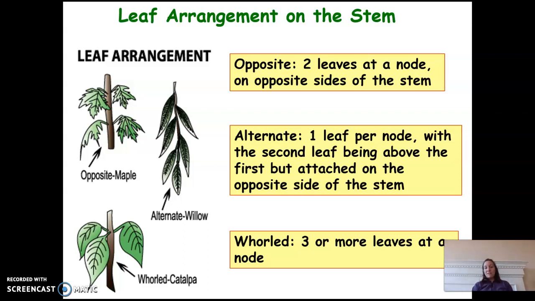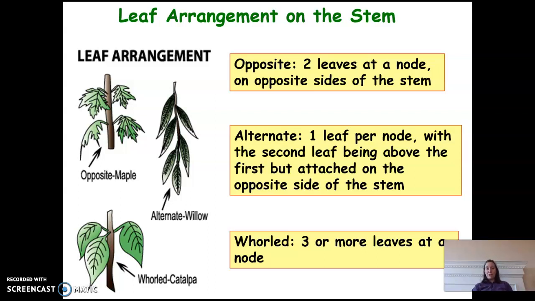Whorled is something we haven't seen yet. This is where 3 or more leaves come out at a node, and they form this circle called a whorl around the node. And it could be a very simple one like the catalpa here, or it can be a more elaborate whorl where there are many leaves coming out at the node.